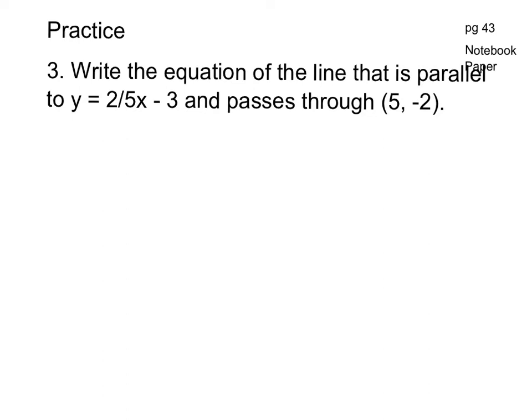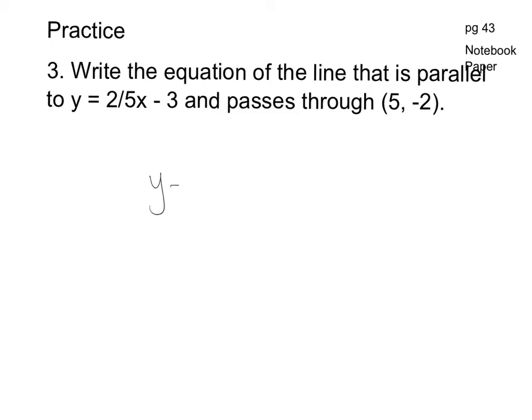Number 3, we change gears just a little bit. It says write the equation of the line that is parallel to y equals 2/5 x minus 3 and passes through (5, -2). Now, the one thing I want to tell you is make sure that you're going to use point slope form when you do this.